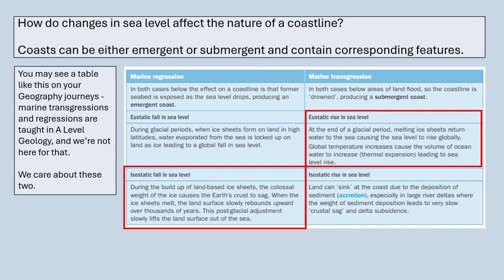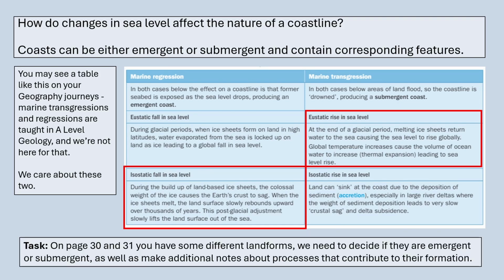Isostatic falls in sea level produce emergent coastlines, and eustatic rises in sea level produce submergent coastlines. Now, on pages 30 and 31 of your booklets, you have some different landforms, and we need to decide if they are emergent or submergent, as well as making additional notes about processes that contribute to the formation. You might find it better to write the additional notes in your exercise books or notepads, because there is not a lot of space in these booklets, so I do apologise about that.